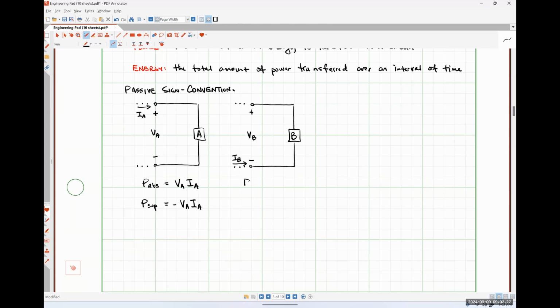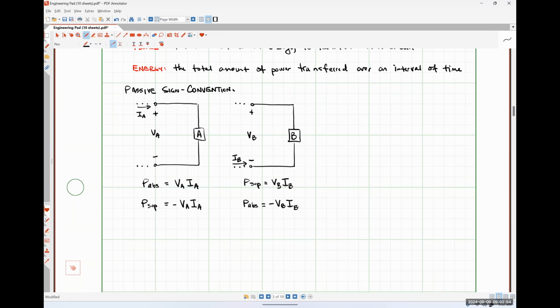In this case, the supplied power is VB times IB, and the absorbed power is negative VB times IB. That's the passive sign convention.